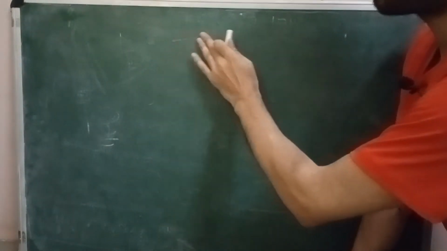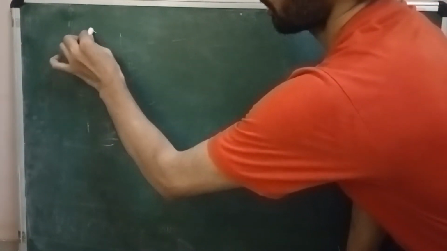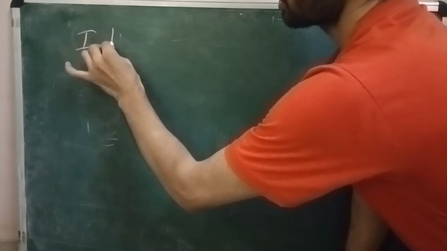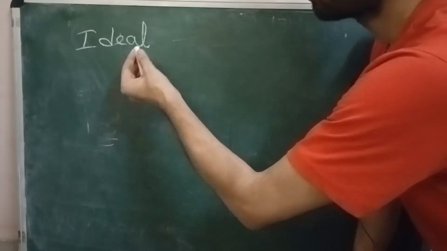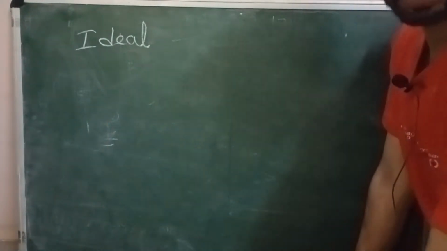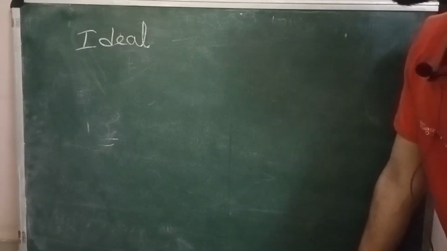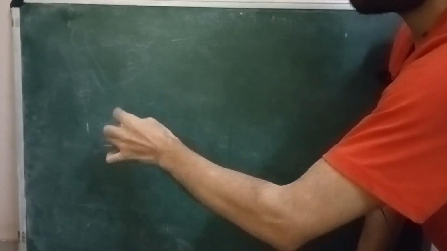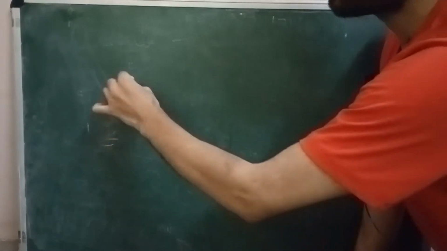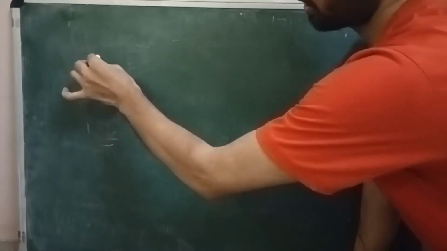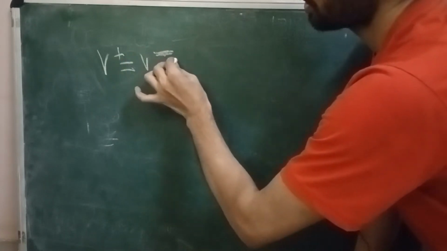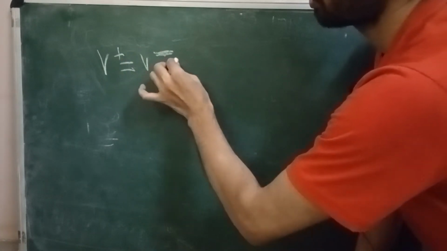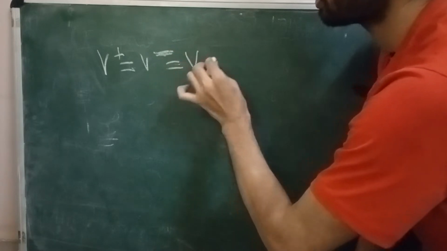So the given op-amp is ideal. Ideal op-amp with negative feedback. As we know very well, in case of negative feedback, the virtual ground concept is valid. V positive is equal to V negative. Both are equal to, let us say, Vx.